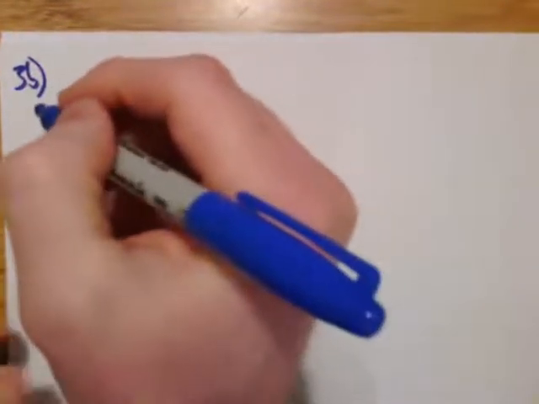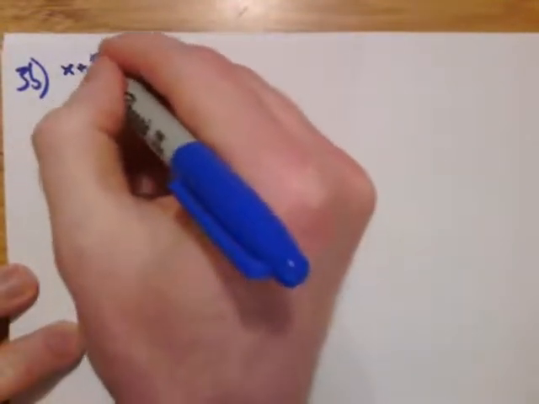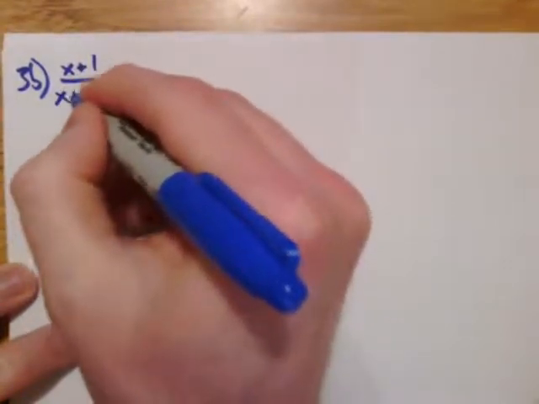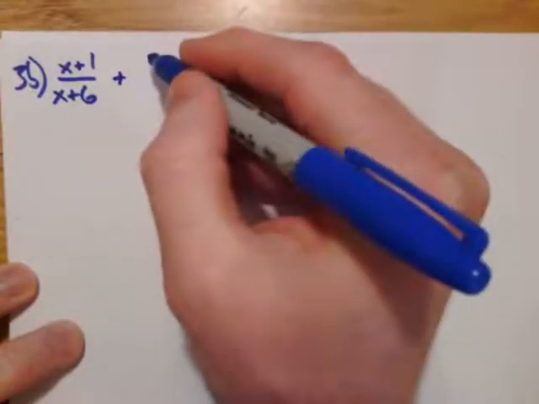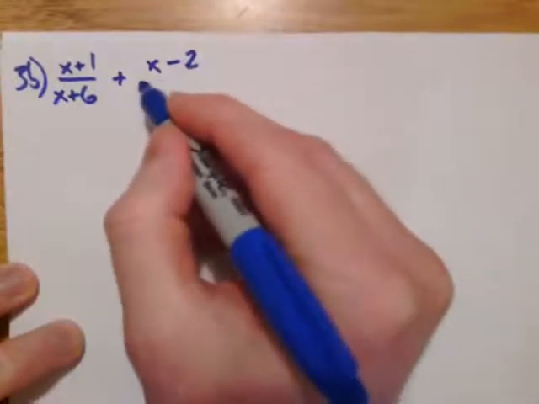All right, check your understanding. I'm going to do a big ugly one here. 3b. You ready? You sitting down? This is x plus 1 over x plus 6.